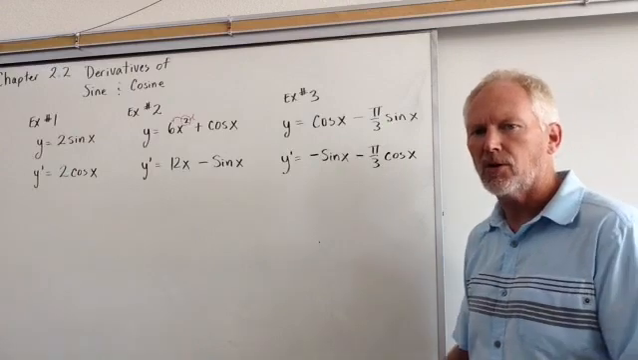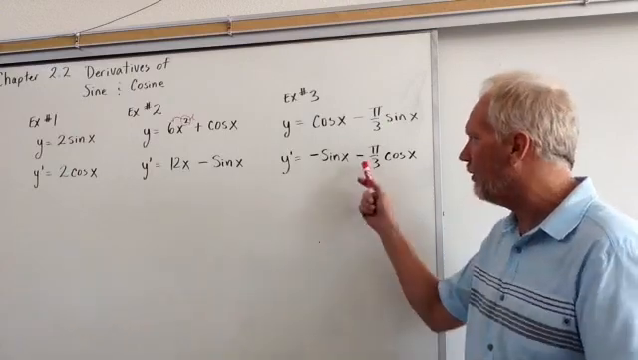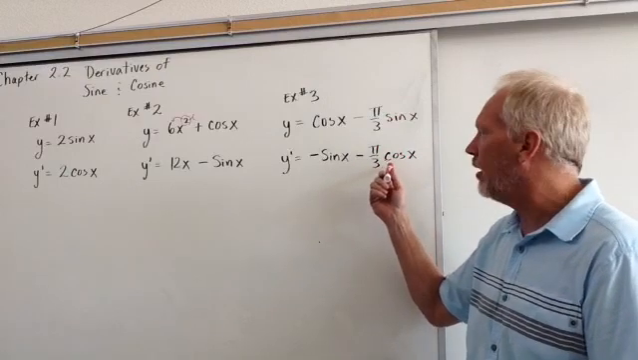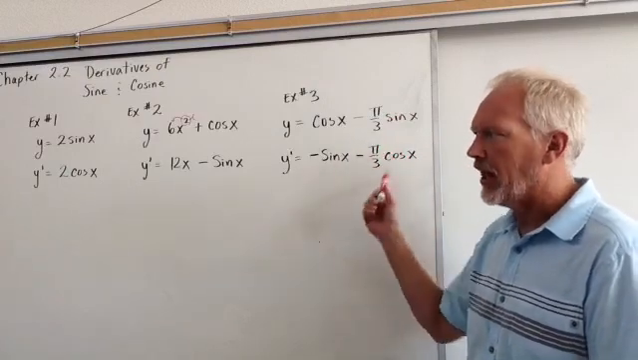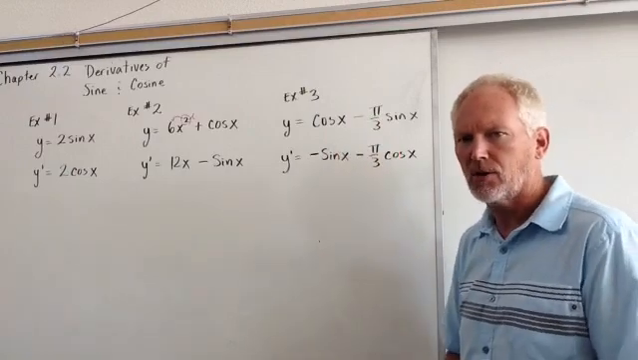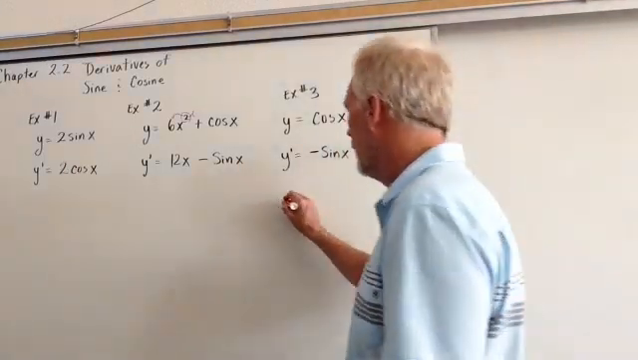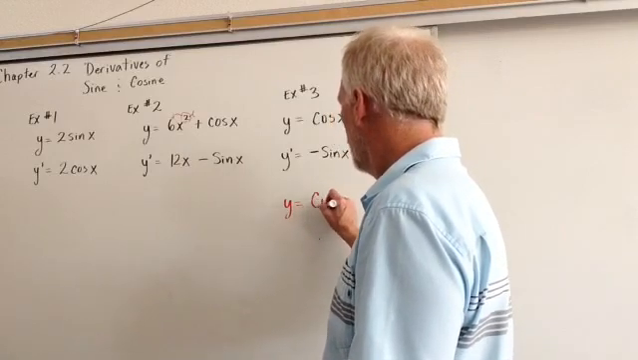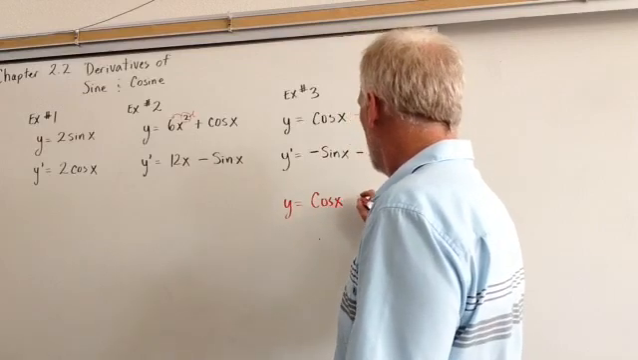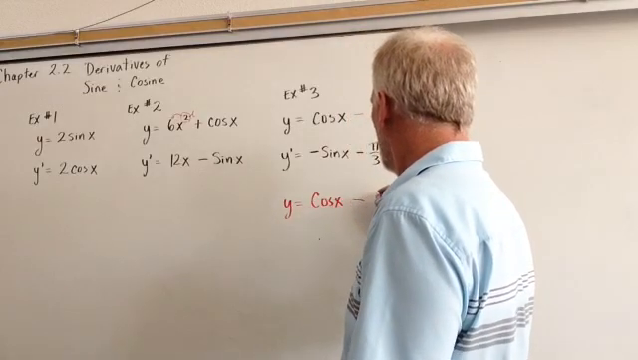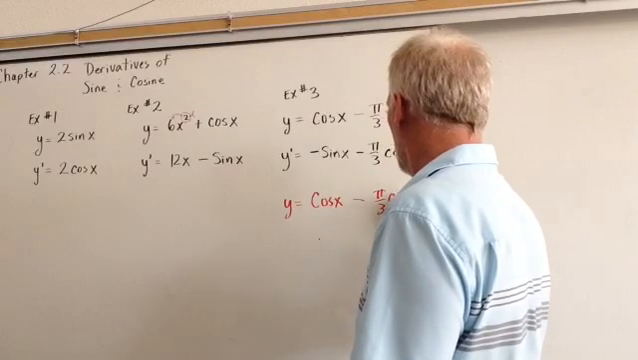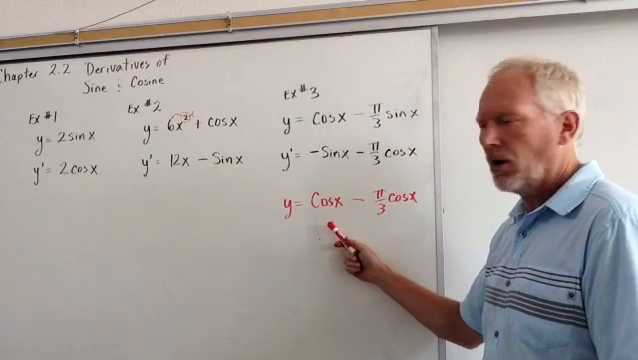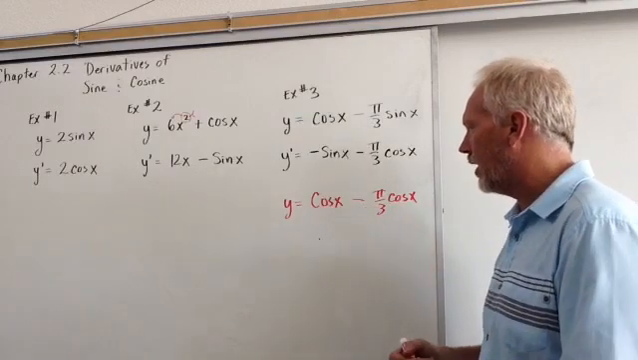Now, where you might run into some challenges is watching your negatives, because if you do have a negative, and then I'm taking the derivative of cosine, and I get negative sine, you might have to do a sign change in there. So, for instance, let's say I have y is equal to cosine x minus pi over 3 cosine x. Okay? So here, y equals cosine x minus pi over 3 cosine of x.